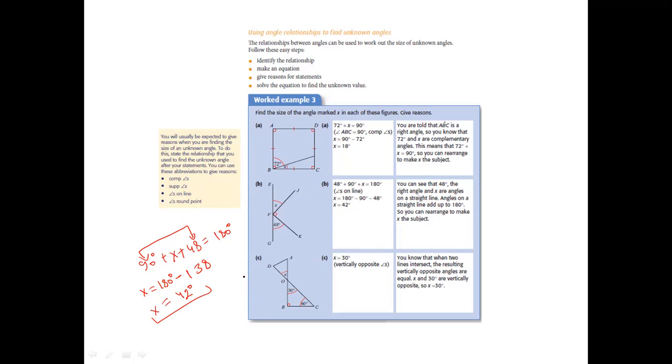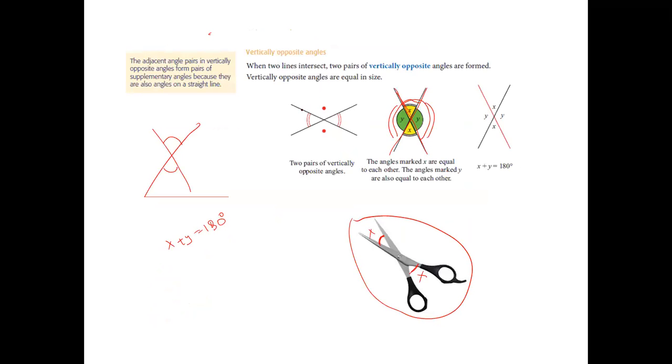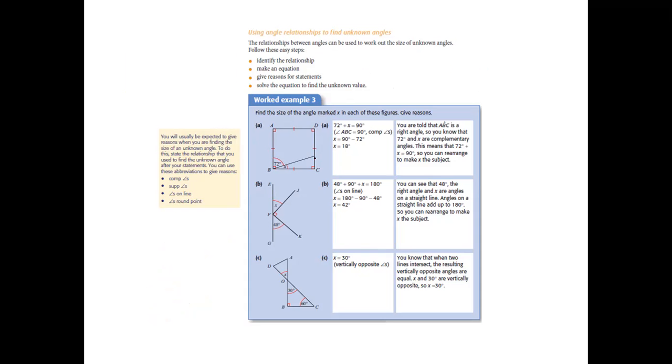Okay, let's go on. What about question C? Yes, vertically opposite angles, the rule of scissors. If x is our interior angle of this shape, then 30 must be equal to x. So x is equal to 30, or 30 is equal to x. So the answer is just 30 degrees.